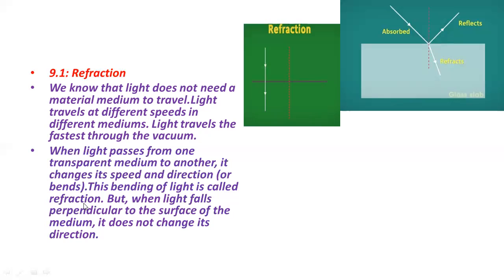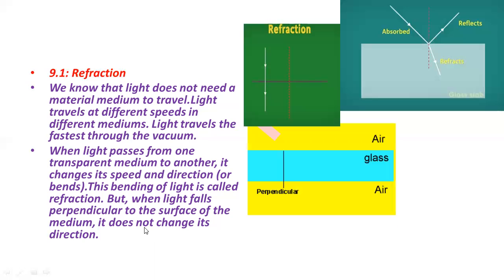But when light falls perpendicular to the surface of the medium, it does not change its direction. This is the perpendicular line. When light falls perpendicular, meaning it makes an angle of 90 degrees with the surface, it will not bend, it will just pass straight.